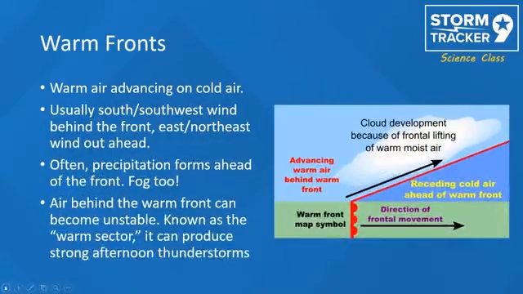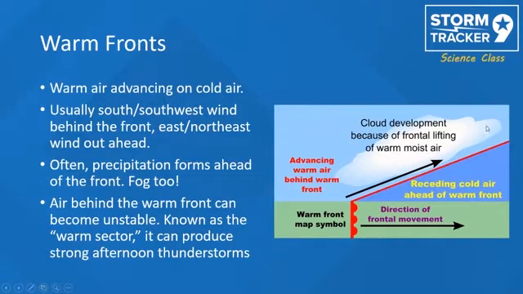Next up is a warm front. So it's warm air advancing on cold air. So usually you have wind out of the south or southwest behind the front, and out ahead of the front you'll have winds out of the east or the northeast. So here's the warm front symbol, those red semicircles. And that front is moving in this direction. The cold air is receding. The warm front is kind of moving it on out of the way there.